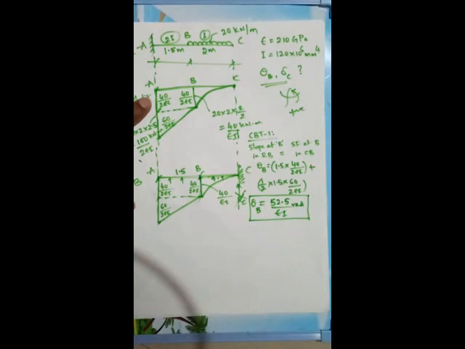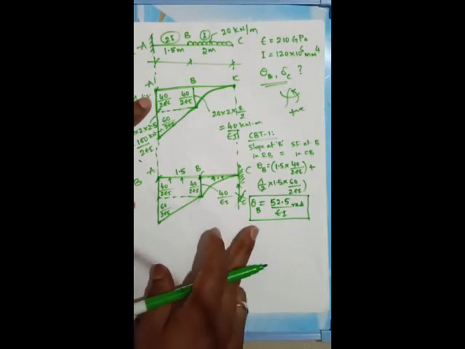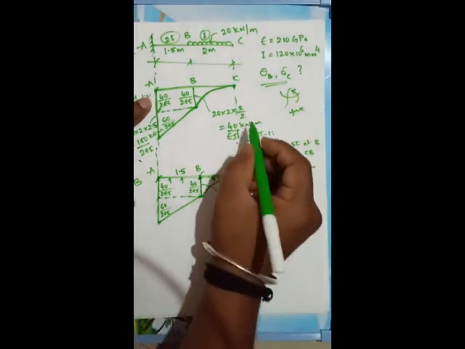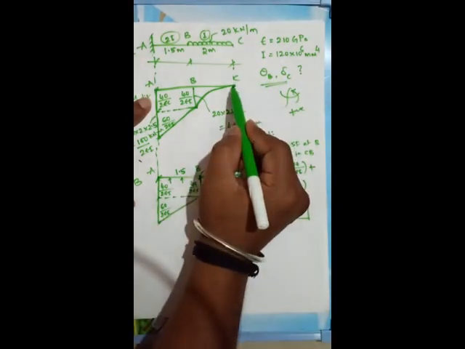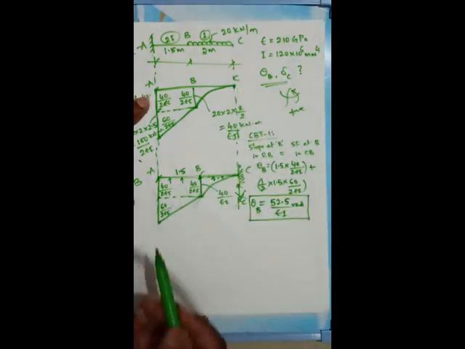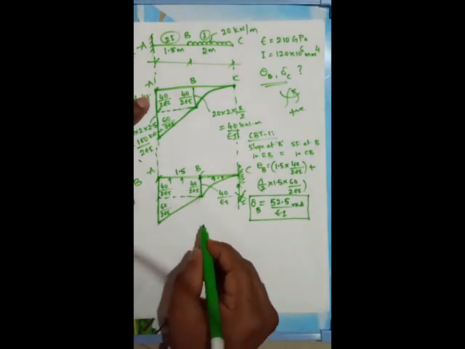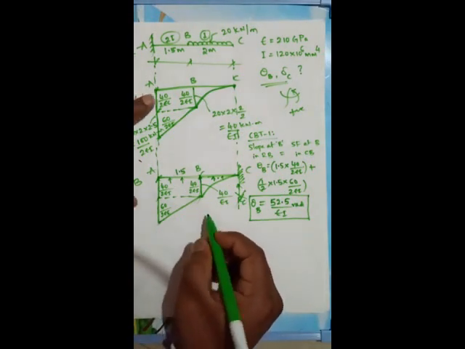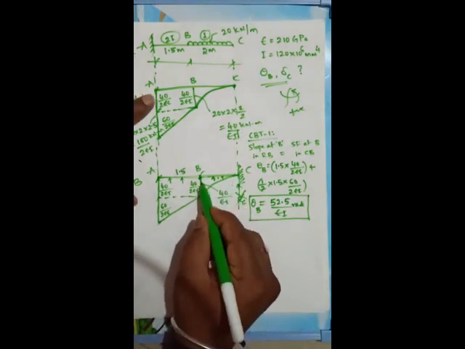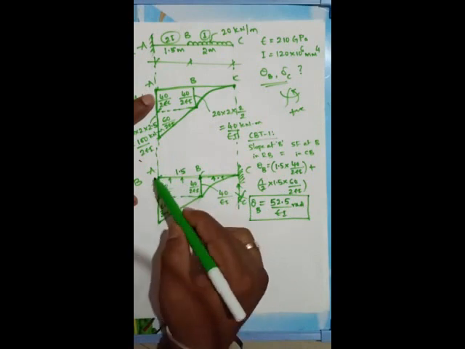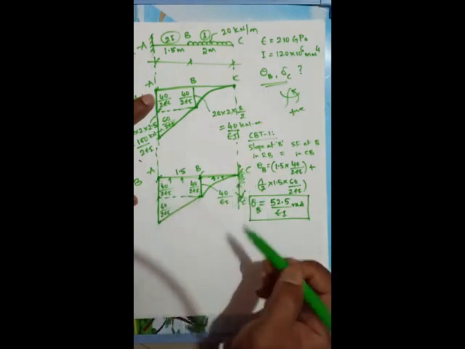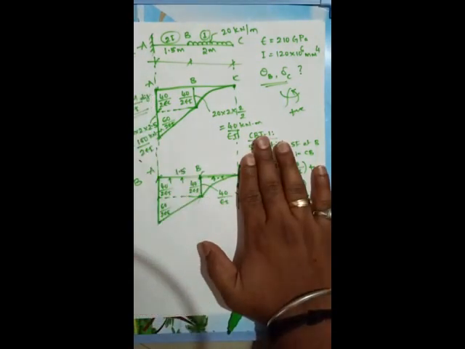52.5 by EI radians. Okay, this is the slope at point B. Similarly, here they have not asked, but if you want to find the slope at point C, then you need to add this figure also, the total vertical force between point A to point C, the total left hand side vertical force.